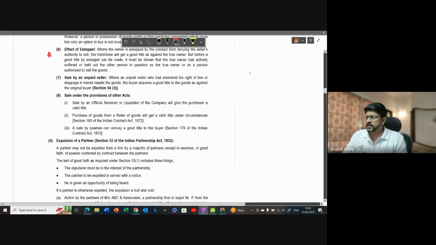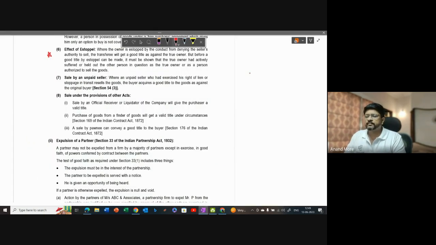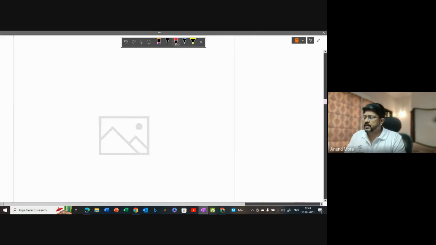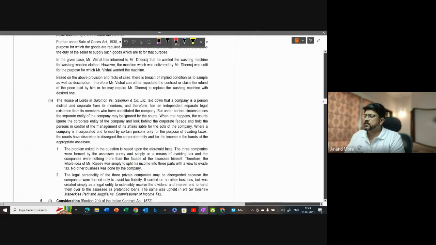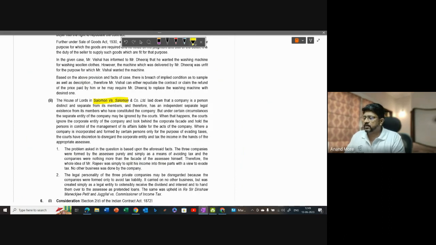Let us check whether the institute has given those names here. Yes, Solomon versus Solomon, lifting of corporate veil is by default applicable here. Very good. And the second case which I want, yes, this is Sir Dinshaw Manekji Petit. Yeah, this is Petit and Jugilal versus Commissioner of Income Tax. These are the 2 different cases which you are supposed to cite.